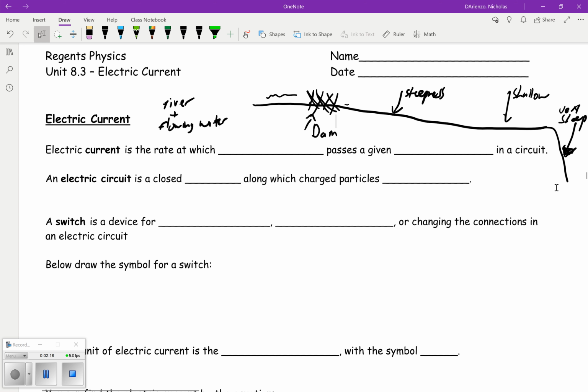How does the steepness, or things like a dam, affect how much water or current is flowing in this river? So to start, we've got to have an understanding of what electric current is. An electric current is the rate at which charge passes a given point in a circuit. So how much charge every second is passing a particular point as charge is running through a circuit. Now a circuit is a closed path along which charged particles are able to move.